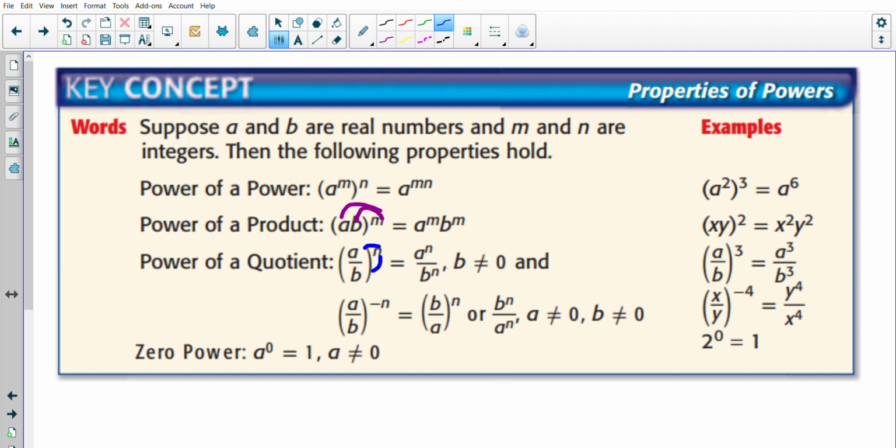And then the power of 0, this is one of the best properties of exponents. Anything to the 0 power is equal to 1 except 0. So it's always one of the nice ones. Anytime you see something to the 0 power, you're done. The answer is 1. All right, so let's look at some.